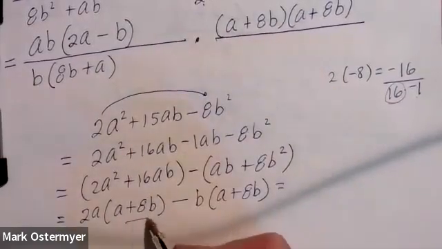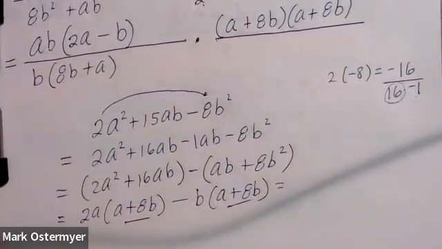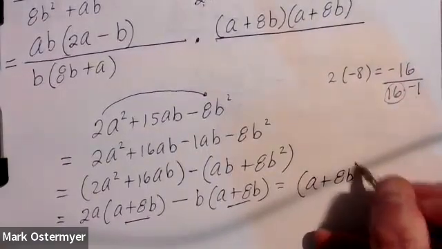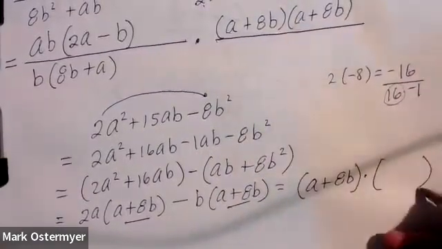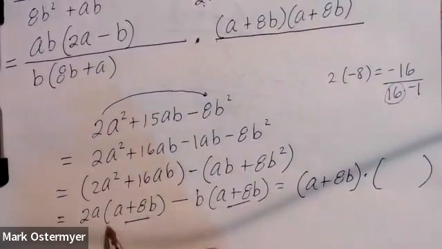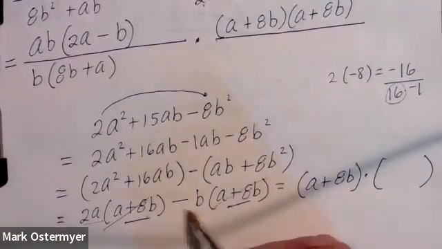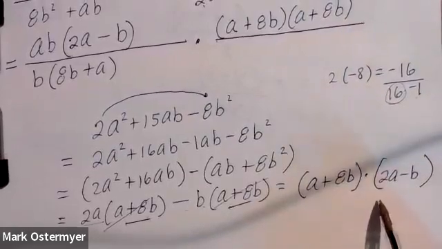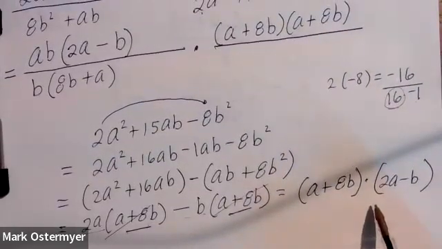Now we see we have a common binomial factor of a plus 8b that's shared between both these terms. Therefore, we can factor it out of both terms. There it is, times what would I leave behind in doing so? I'm going to leave behind 2a minus b. And that difficult trinomial has been factored. Let's bring the factorization back to our problem.